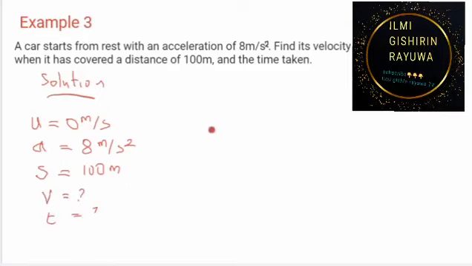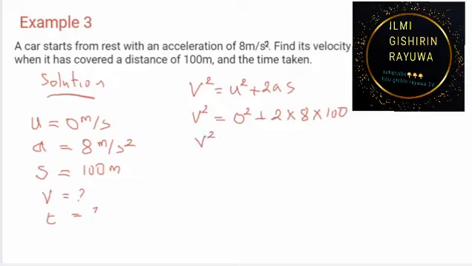So which of the equations are we using? We have U, we have A, we have S, and we need to look for V first. If you check the equations of motion, we're going to be using V square equals U square plus 2AS, to find V first. So V square equals U, which is 0 square, plus 2 times A, which is 8, times S, which is 100.